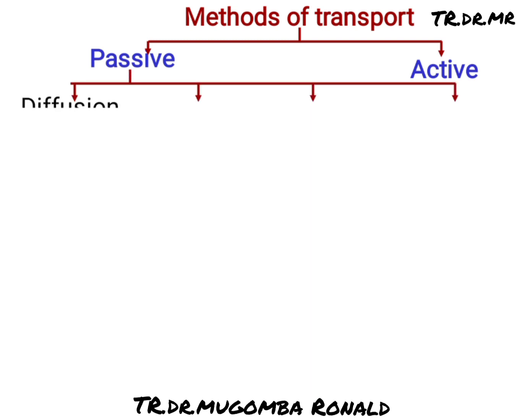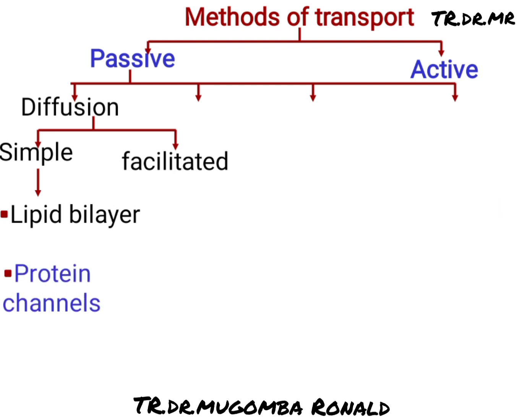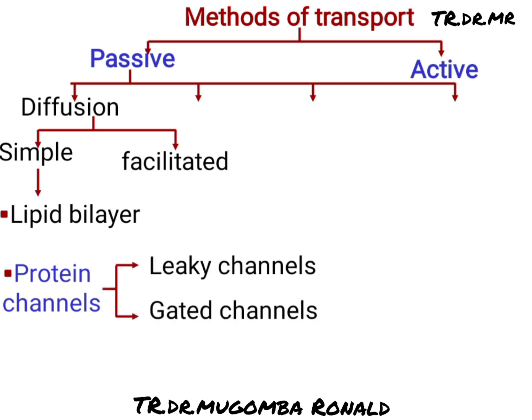We have passive and active. We have seen the different categorizations, that in passive we have diffusion, and diffusion can either be simple or facilitated. In diffusion, we usually see the lipid bilayer playing the most important role in simple diffusion, and the protein channels. So we have what we usually call the leaky calcium channels, the leaky sodium channels, and the sodium gated channels. They are very important in allowing materials to cross the membrane with ease.